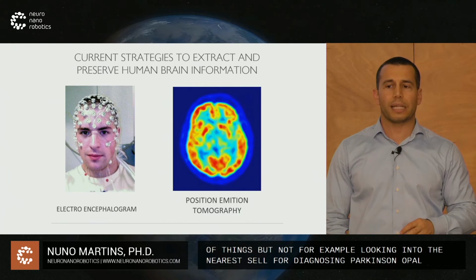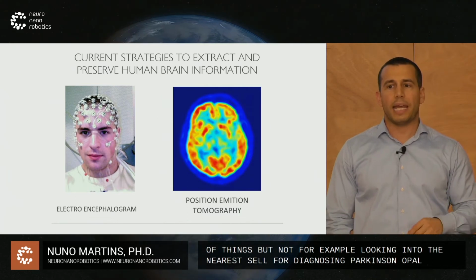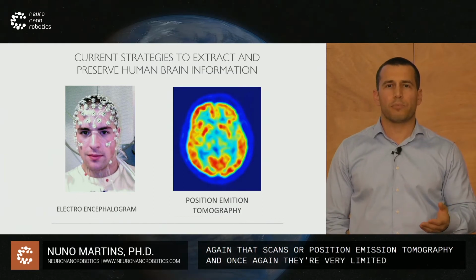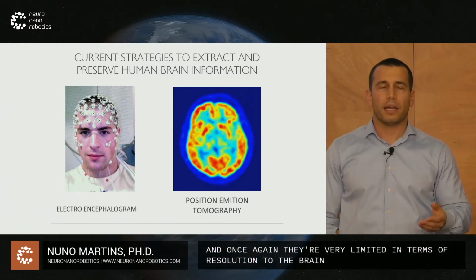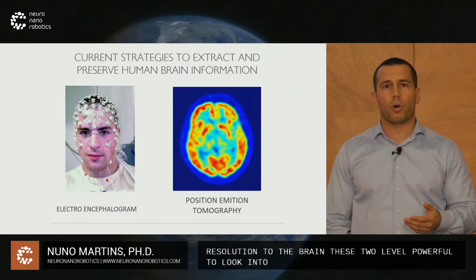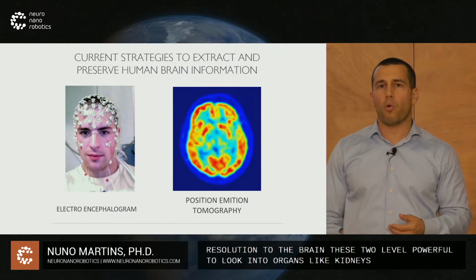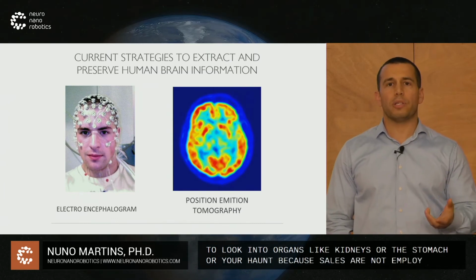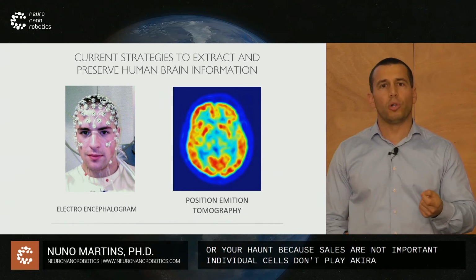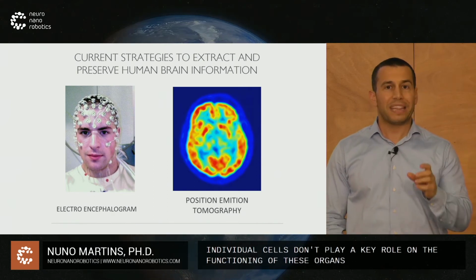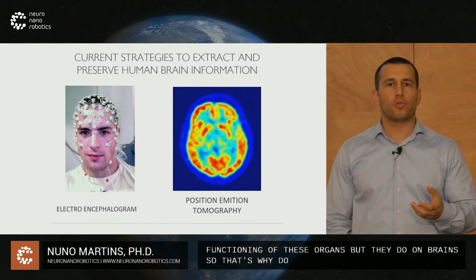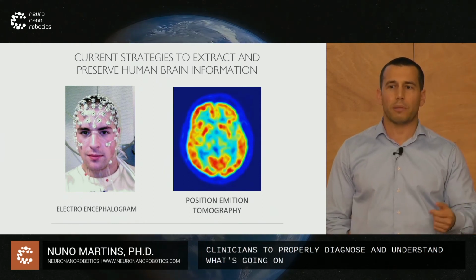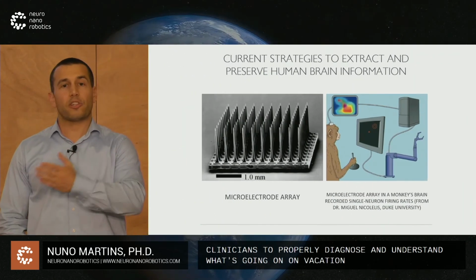Also typically used in clinical practice, we have electroencephalograms, and again, PET scans, or positron emission tomographies. And once again, they're very limited in terms of resolution for the brain. These tools are very powerful to look into organs like kidneys or the stomach or your heart, because individual cells don't play a key role in the functioning of these organs, but they do in brains. So that's why these tools are not enough for clinicians to properly diagnose and understand what's going on with the patients. That's in clinical practice.